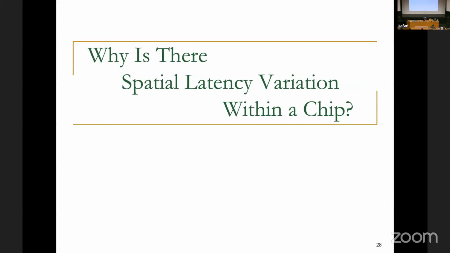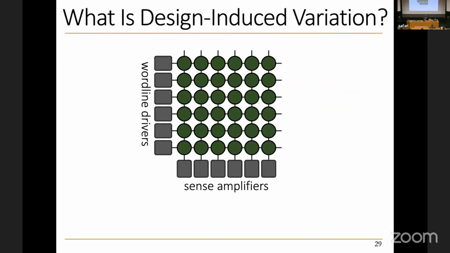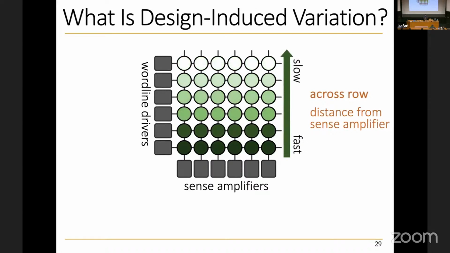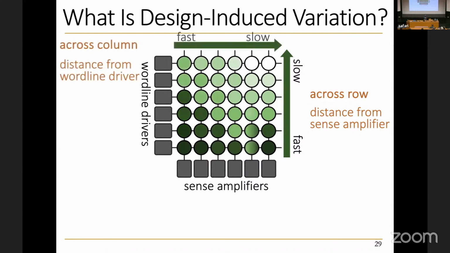Okay, so here we take a step back basically and try to understand why there is this spatial latency variation in the chip. So it's another paper that looks into the design-induced variation inside DRAM chip. It's called DIVA DRAM. So the basic observation is that if your row becomes farther away from the sense amplifiers, your access becomes slower. Basically, your signal needs to propagate through a longer line. And across columns as well, as you get farther away from the word line drivers, you get slower.